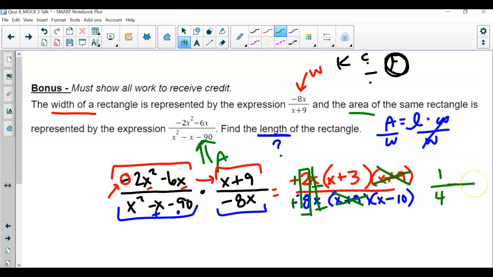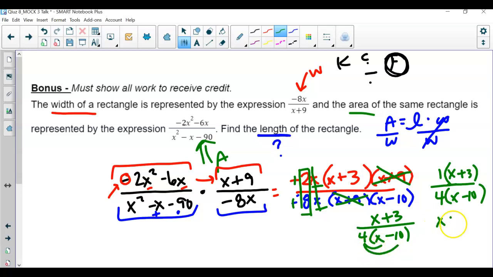So this now becomes x plus 3. 1 times x plus 3, or just x plus 3, over 4 times what? X minus 10. So I could rewrite this as x plus 3 over 4 times x minus 10, or distribute the 4 and you have x plus 3 over 4x minus 40. That was the length.